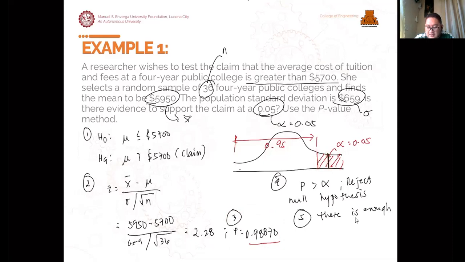So since yung p-value natin is greater than dun sa alpha natin or dun sa rejection probability natin, so kailangan natin i-reject yung null hypothesis. Okay? So kung reject siya, ang conclusion natin, there is enough evidence to support yung claim natin na yung average na tuition fee is greater than 5,700.